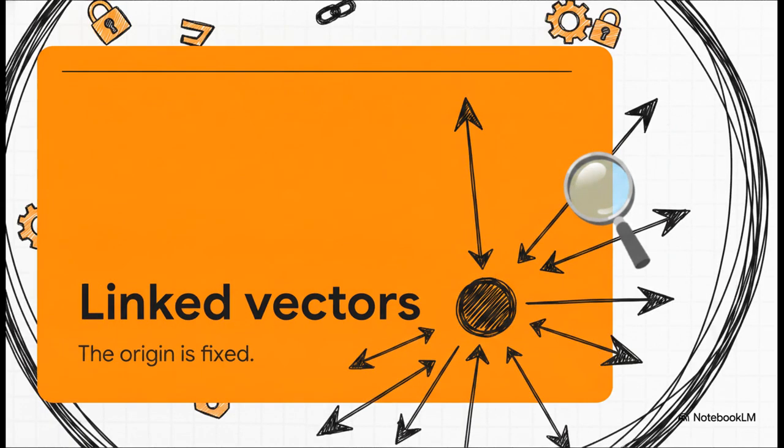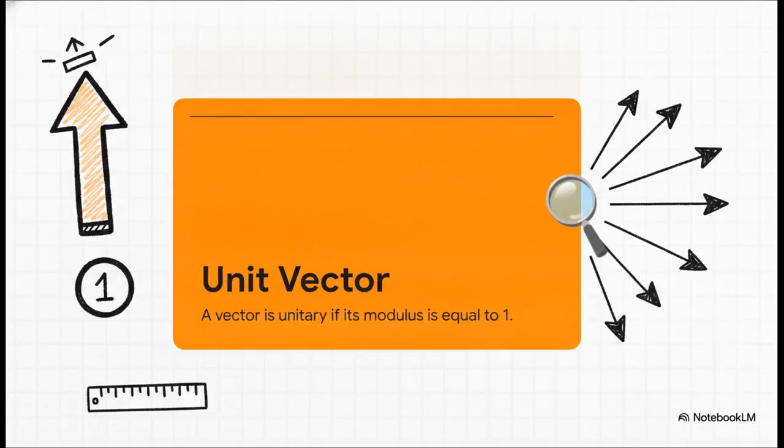And then we have linked vectors. Unlike the free or sliding ones, this guy is entirely locked down. Its origin point is permanently fixed to one specific, totally immovable starting location in space. No floating, no sliding. And that brings us to a really cool, very special category, the unit vector.